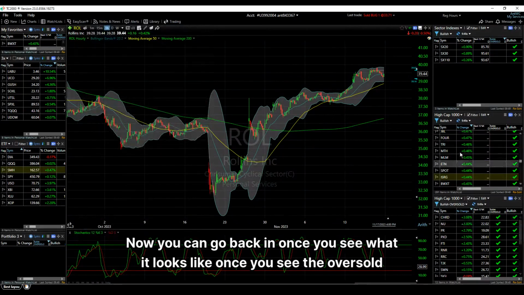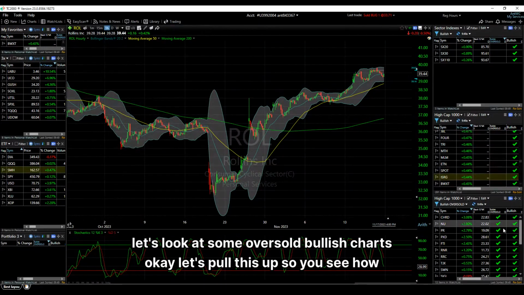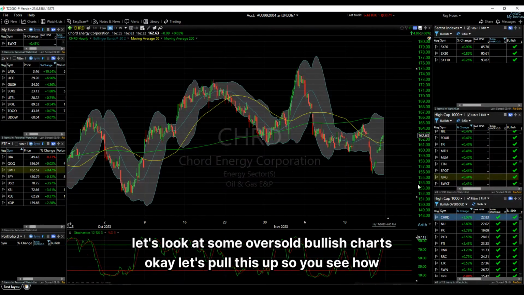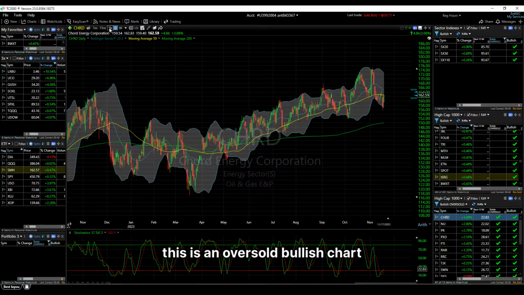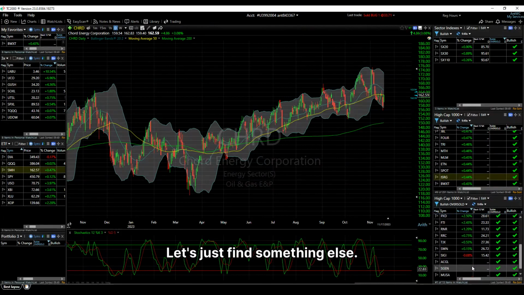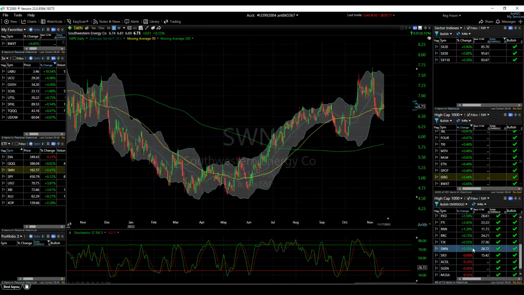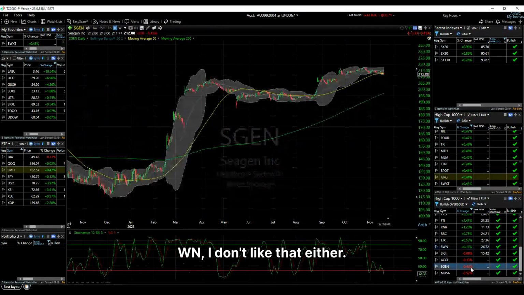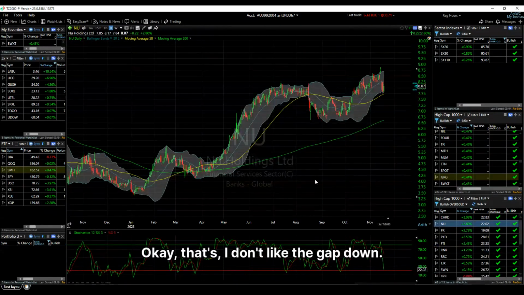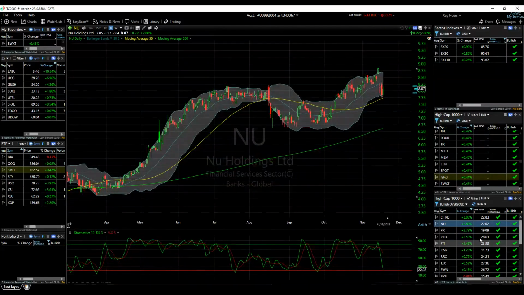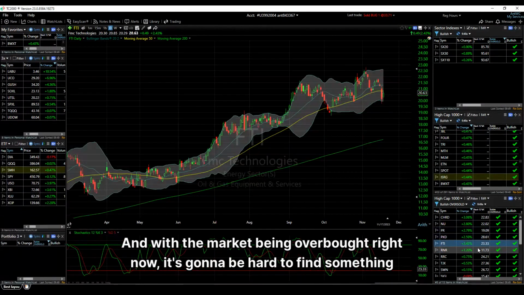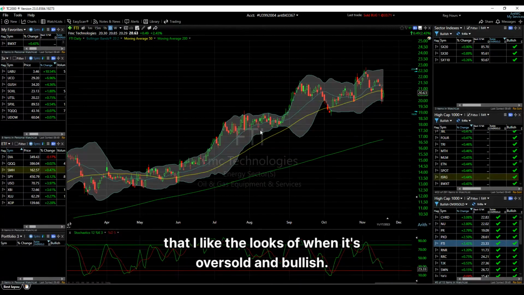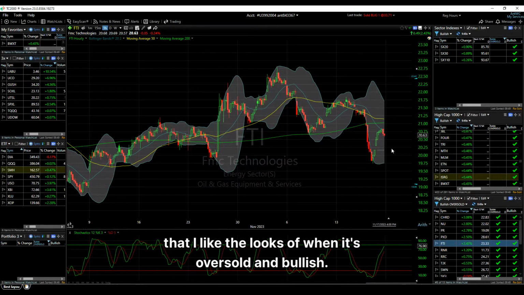Once you see the oversold, let's look at some oversold bullish charts. Okay, let's pull this up. So you see how this is an oversold bullish chart. I'm not sure if it's one I'd enter or not. Let's just find something else. WN, don't like that either. Okay, I don't like the gap down. Now with the market being overbought right now, it's going to be hard to find something that I like the looks of. It's oversold and bullish.